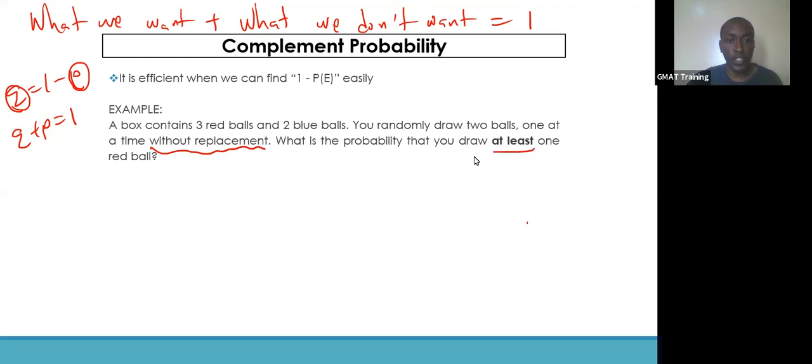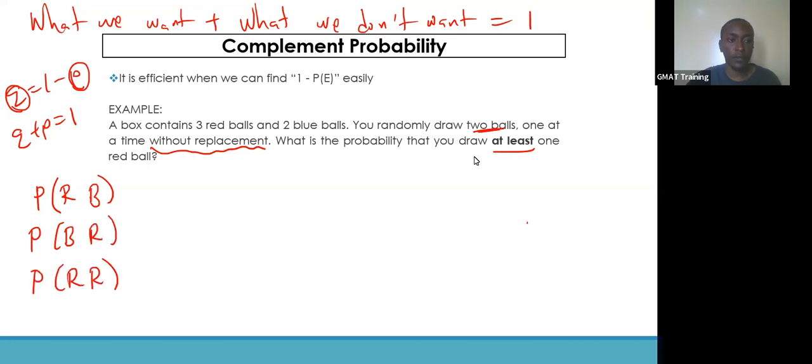Now for the direct approach, we'll have found the probability of having, we are drawing 2 balls, so at least 1 red ball, we can have red, then blue, probability of blue, then red, or probability of red and red. Okay, all this probability then you add. That's the direct approach.